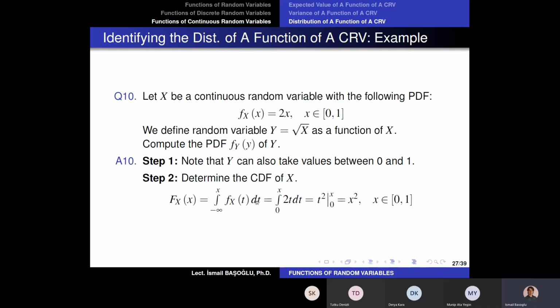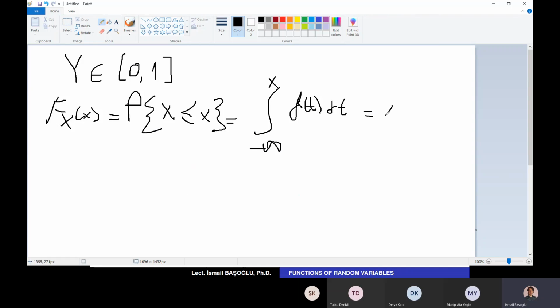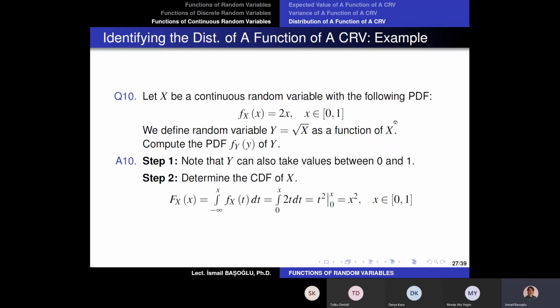In this case, the PDF is 2t within the 0, 1 interval, and elsewhere it is 0. So instead of integrating the PDF from minus infinity to x, we simply integrate it from 0 to x, assuming that x is within the 0 and 1 interval, and it is going to be x squared as the result of the integral. So the CDF is simply equal to x squared for x values which are between 0 and 1. Okay?